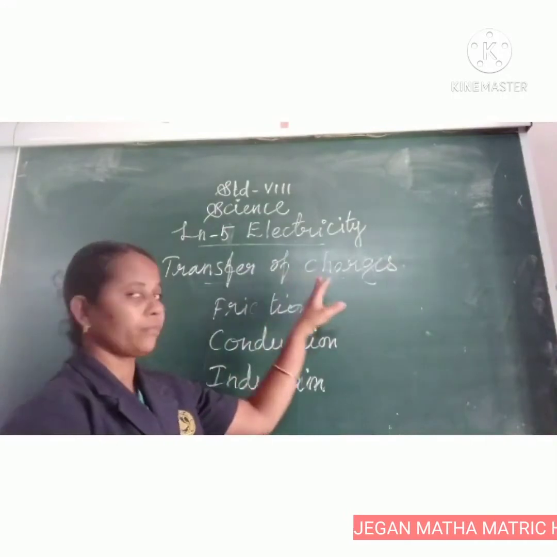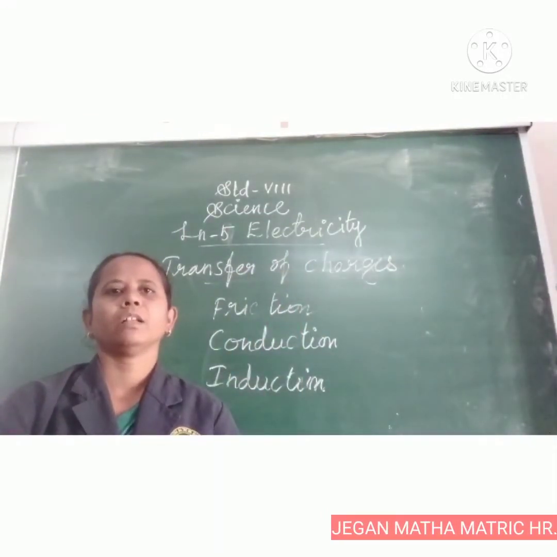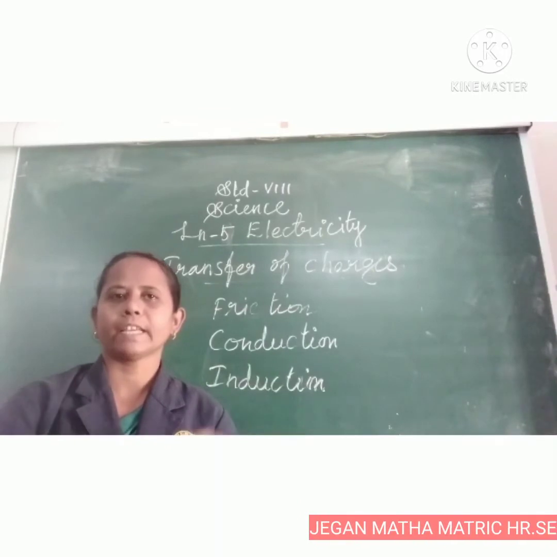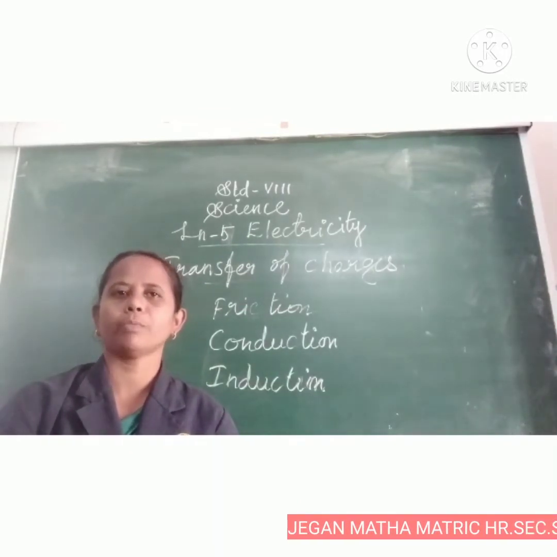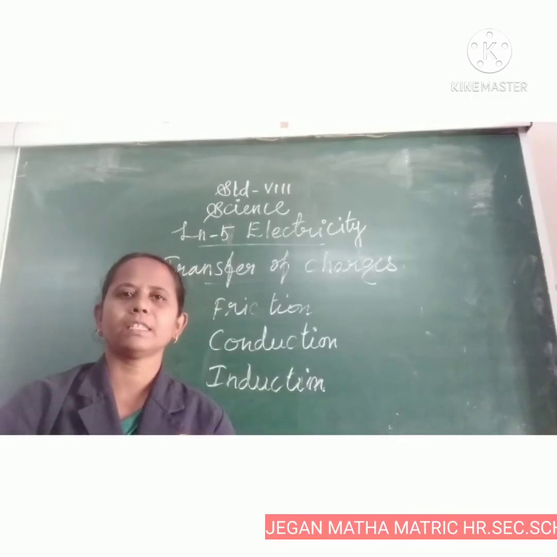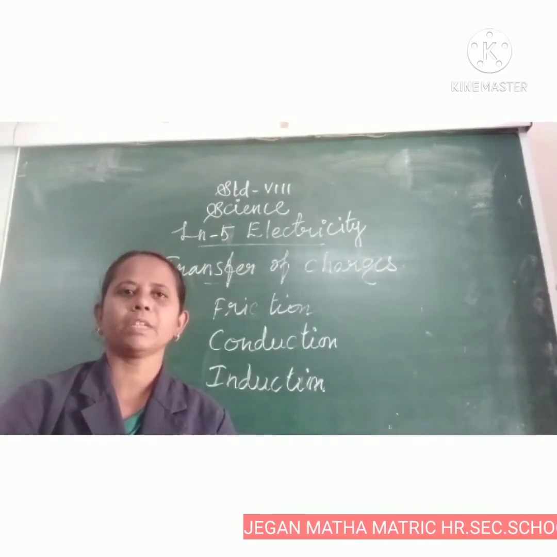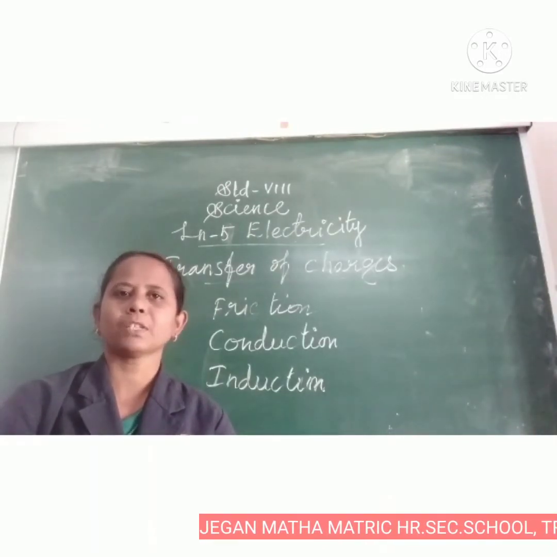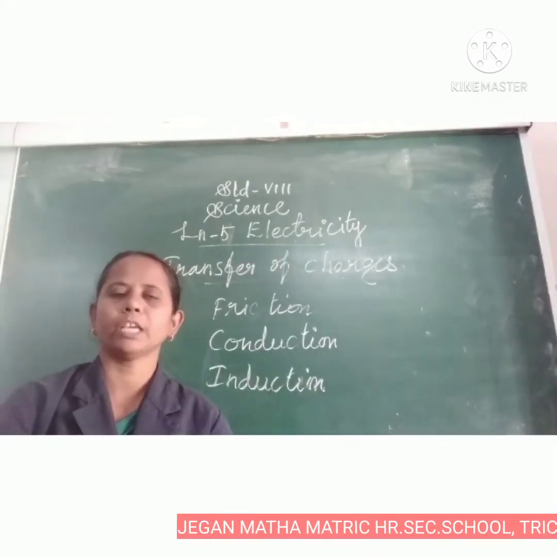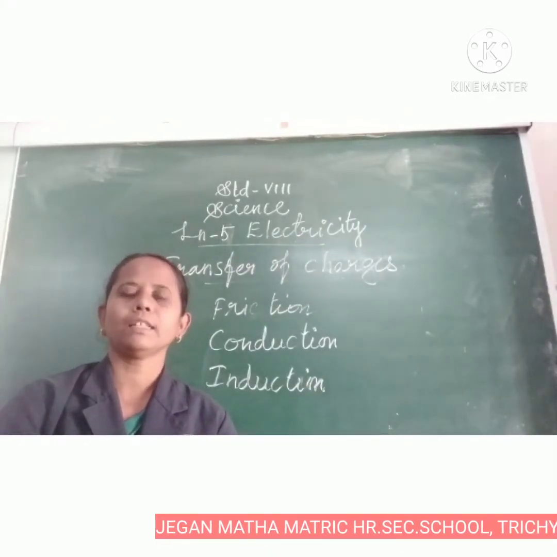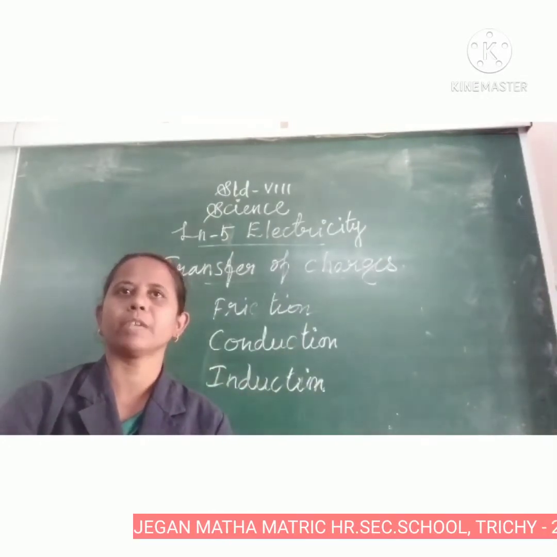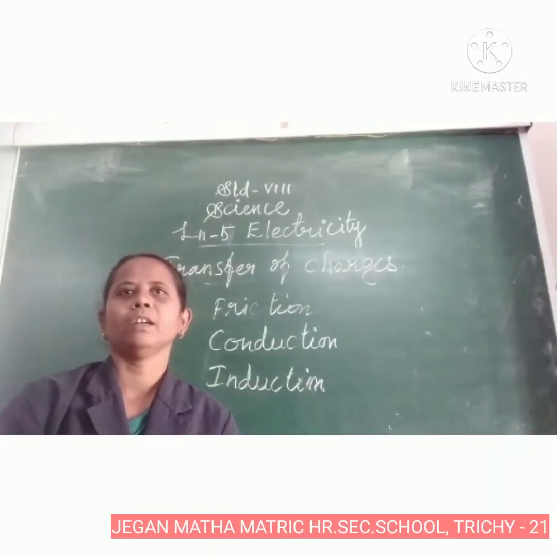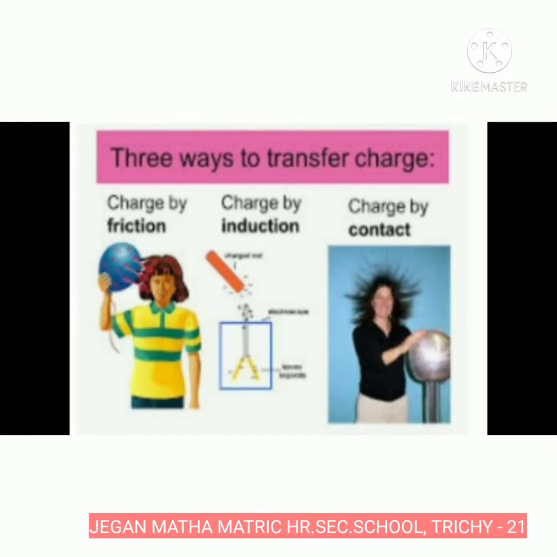Next, transfer of charges. Electrons, that means negative electric charges, in the outermost orbit of the atom can be easily removed. They can be transferred from one substance to another. The substance which gains electrons becomes negatively charged, and the substance which loses electrons becomes positively charged. The transfer of charges takes place in three ways.